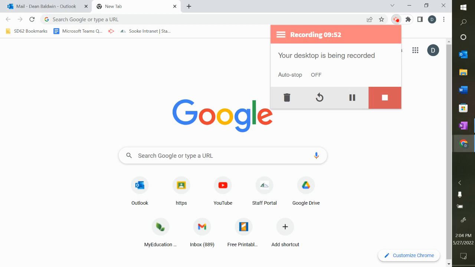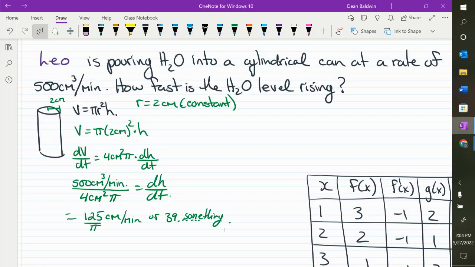Noah! Take the derivative with respect to both sides. 500 over 4 pi, which is 125 over pi centimeters per minute, or 39 point something per minute. I don't know what it is. That was the most sensible problem made this entire year. Are we okay? We're good?